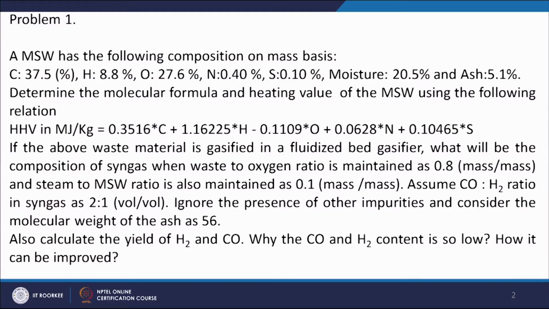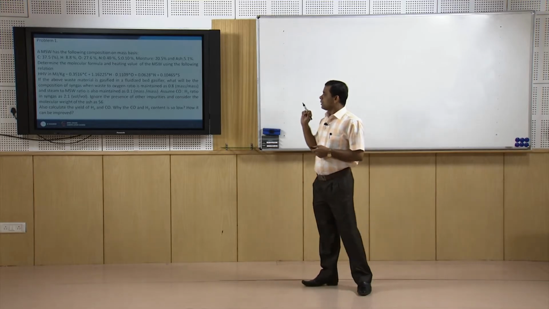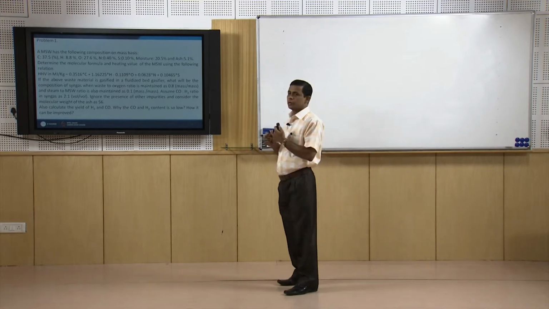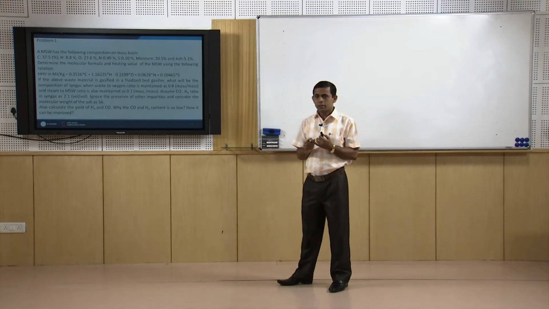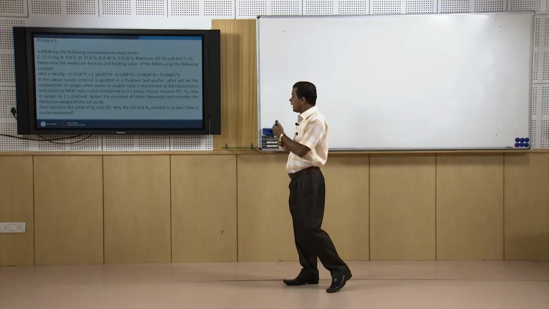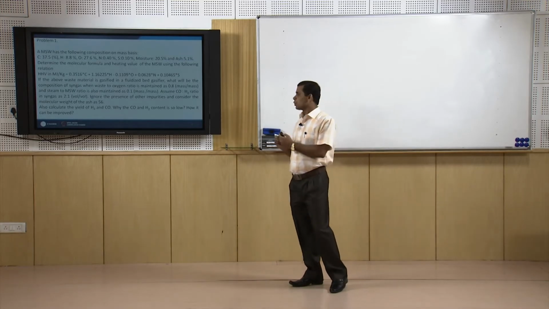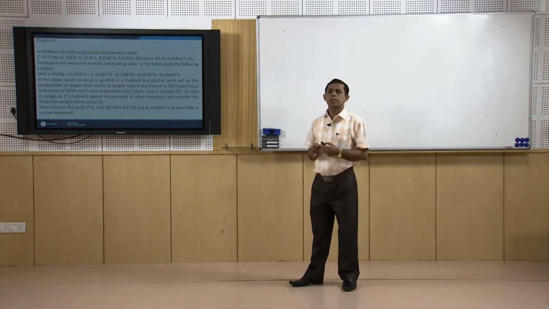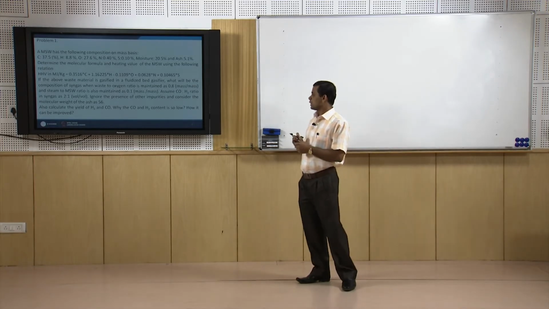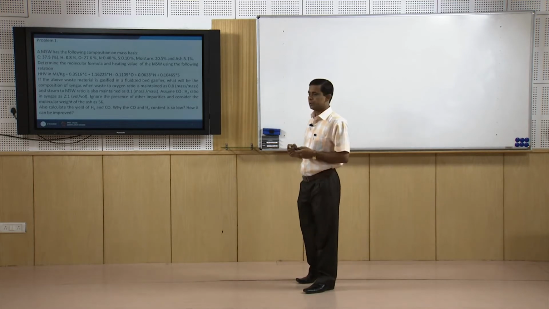Why is the CO and H2 content so low? How can it be improved? So, on the basis of these statements, we have to determine 6 things. The first is the molecular formula of the MSW, then we have to find out the heating value, then we have to calculate the composition of the syngas, fourth we have to calculate the yield of hydrogen and CO, then fifth we have to see what the CO and H2 content is and why it is so low and how it can be improved.